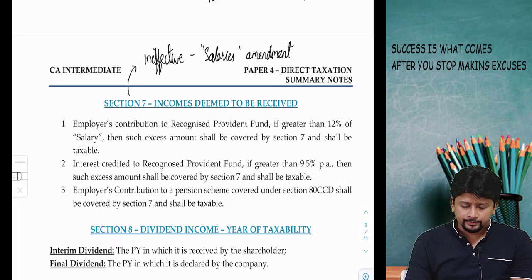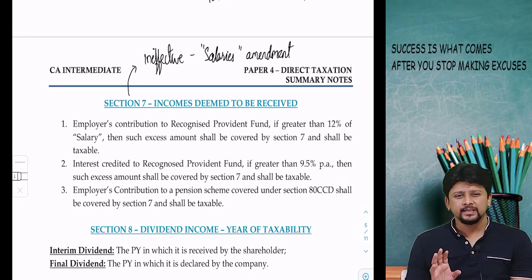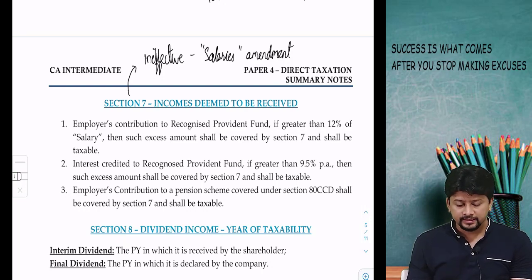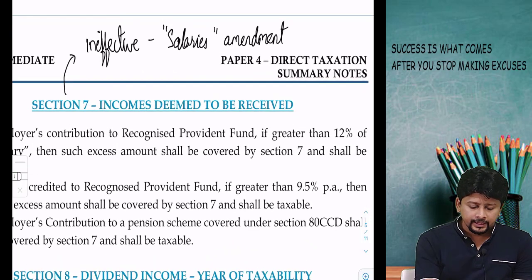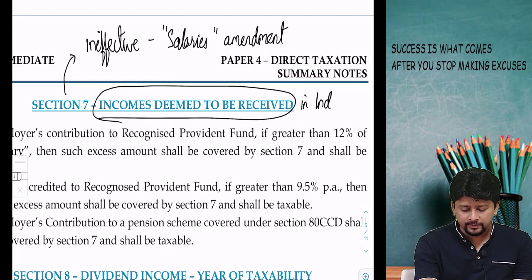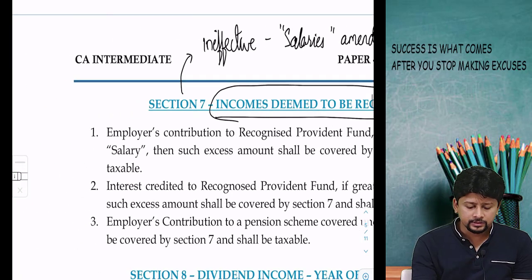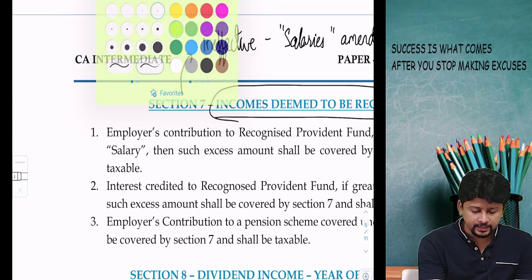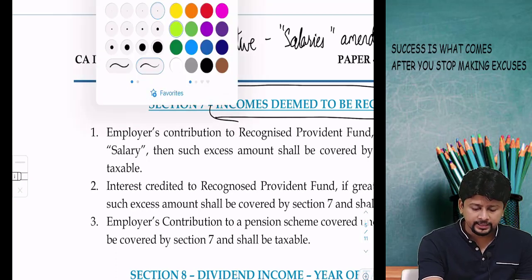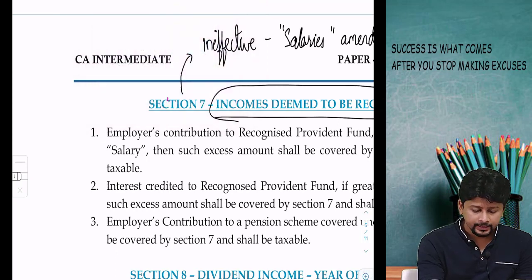salary revision lecture. As of now, you can understand that section 7 can be safely ignored because whatever is mentioned in section number 7, you can say one thing. It says it is income deemed to be received. But guys, if it is deemed to be received, it means it is deemed to be received in India. And the moment you say it is deemed to be received in India, it's pretty natural to understand that these incomes will be taxable in India.